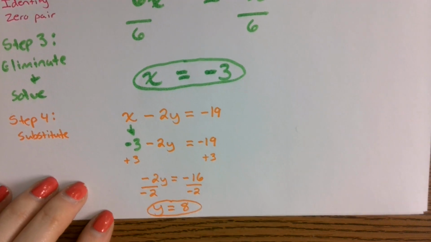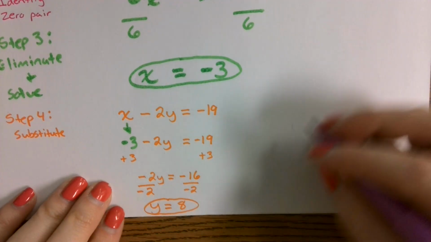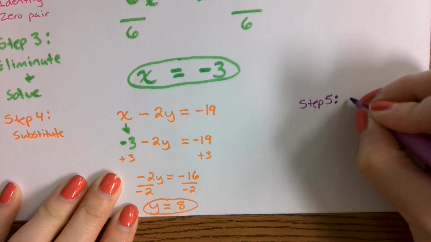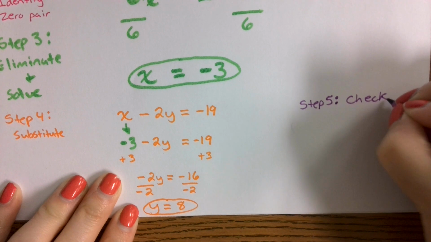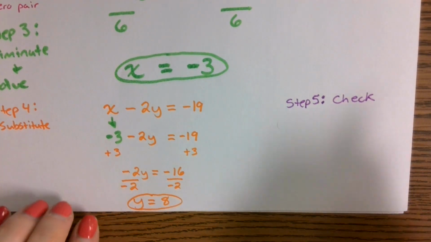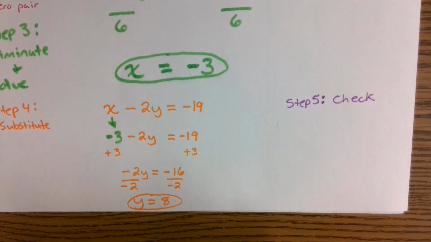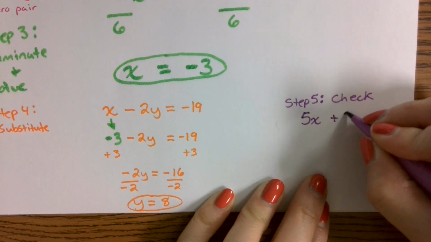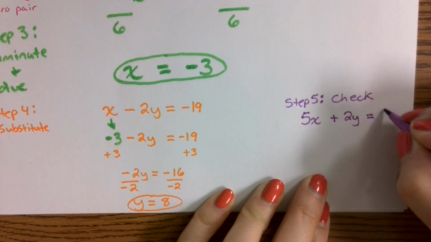Okay, and then the last thing that I want to do is check. Now remember, when you check, you use the equation that was not used for substitution. So the equation that we did not use for substitution was the 5x plus 2y is equal to 1.